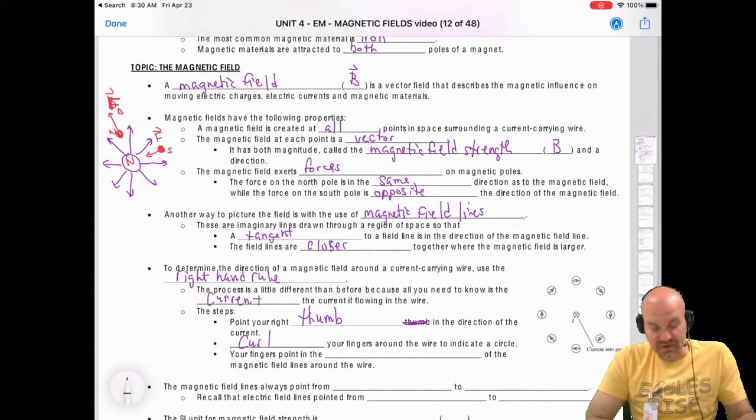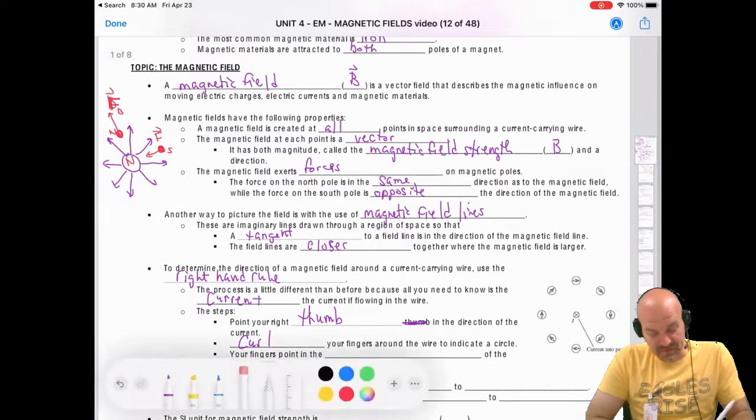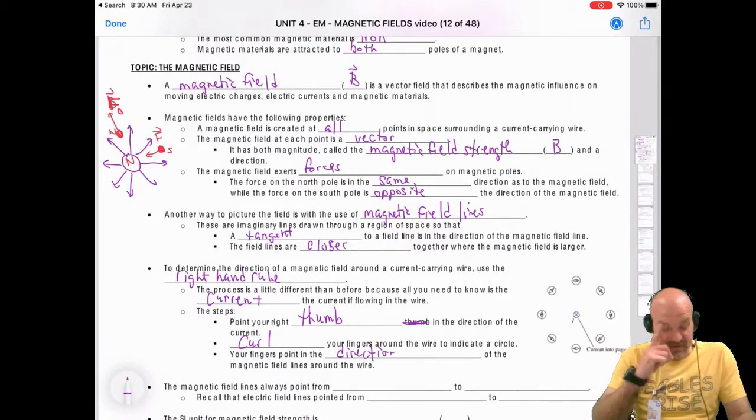Curl your fingers around the wire to indicate a circle, and your fingers are going to point in the direction. I already had the word point in there, but this word should be direction. It's going to point in the direction of the magnetic field lines around the wire.